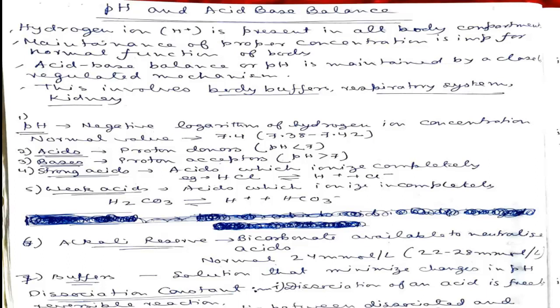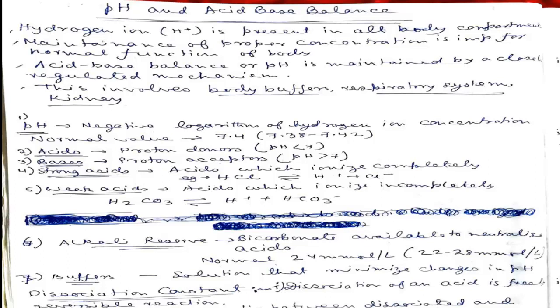pH is very important. Normal maintenance of pH is very important for normal functioning of our body. Hydrogen ion is present in all body compartments. Maintenance of proper concentration is important for normal function of body. Acid base balance or pH is maintained by a closely regulated mechanism. This involves body buffers, respiratory systems and kidney.